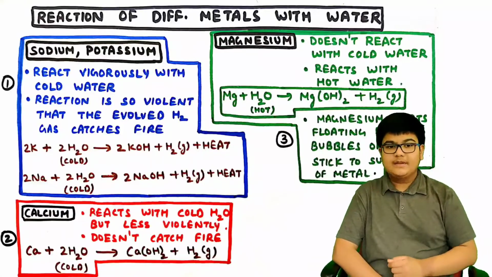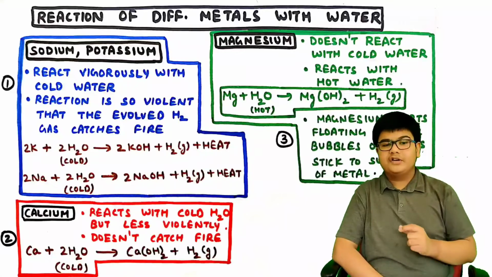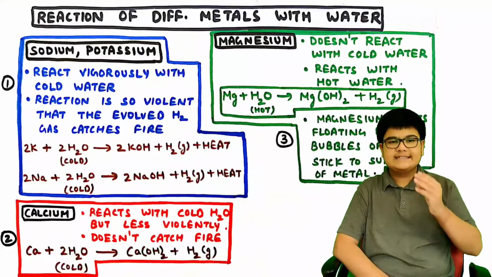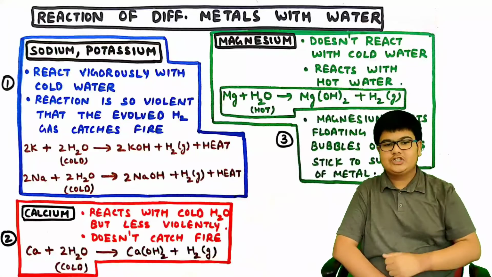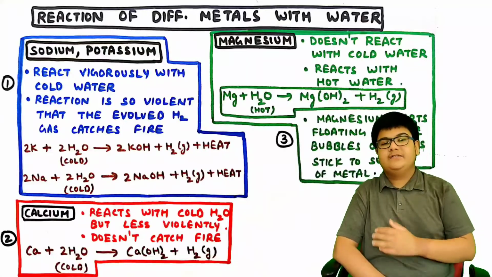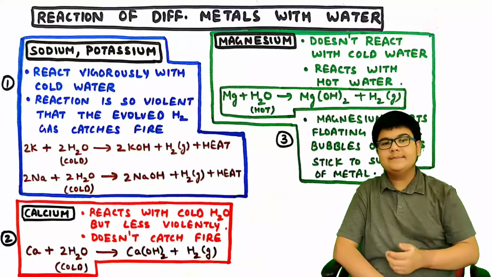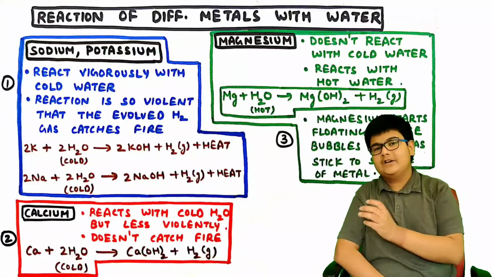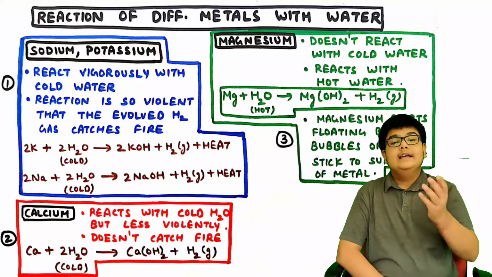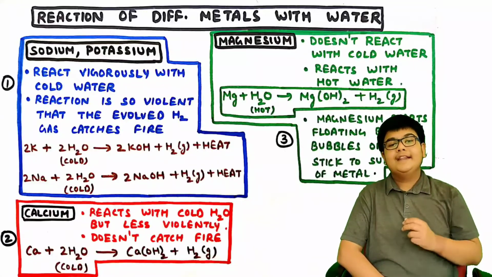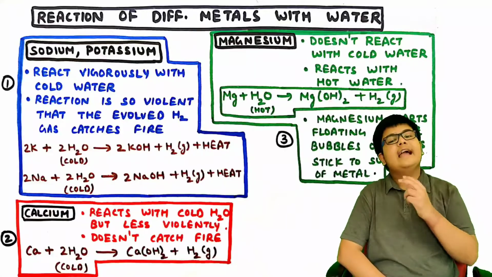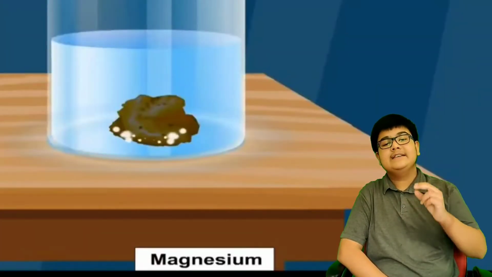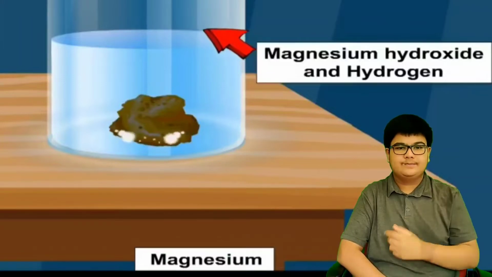Second, calcium. This reacts with cold water but less violently. So this means that calcium is less reactive than sodium and potassium. And this doesn't catch fire. So this reaction can be stated as calcium plus water gives calcium hydroxide plus hydrogen gas. Third, magnesium. This doesn't react with cold water but it reacts with hot water. So this means that it is even less reactive than calcium.